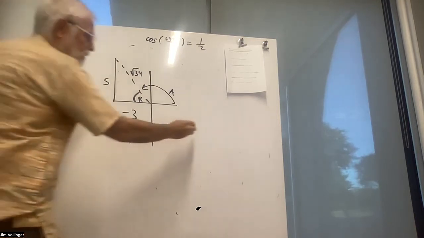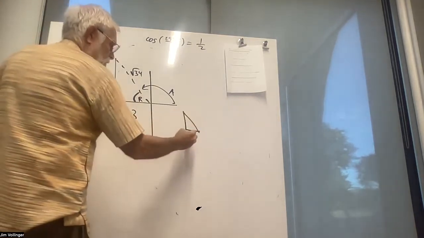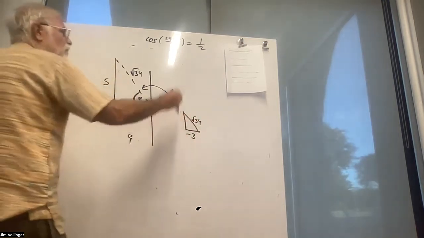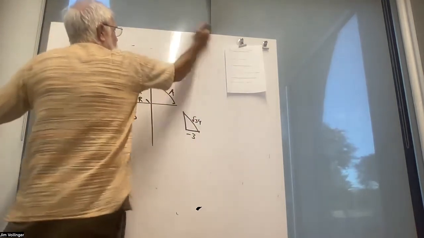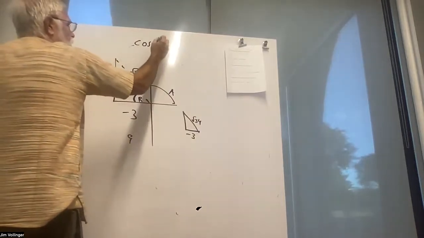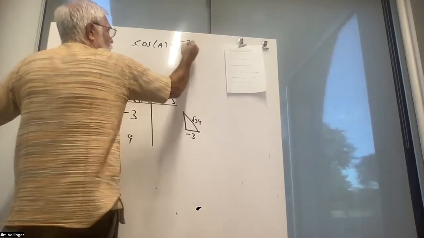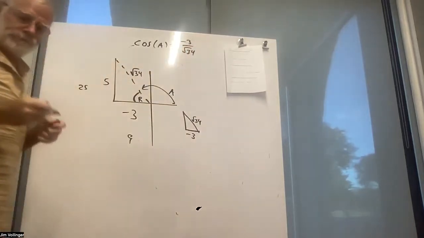Can we see -3 root 34 and then adjacent over hypotenuse becomes our answer. So the cosine of angle A in this case is equal to -3 over root 34.